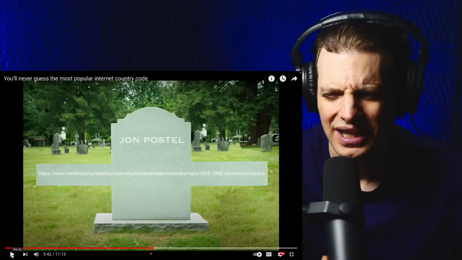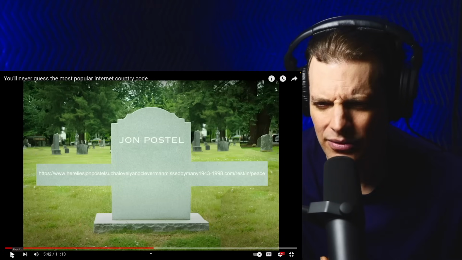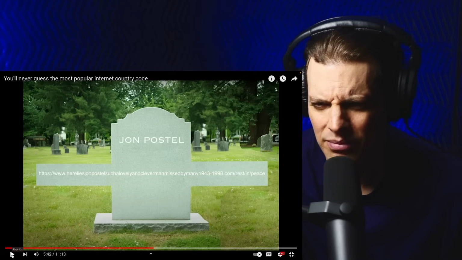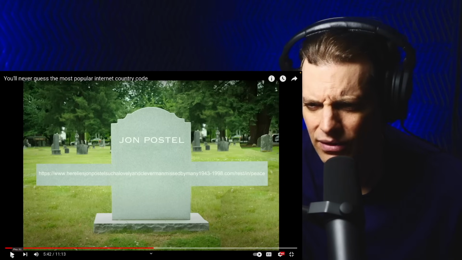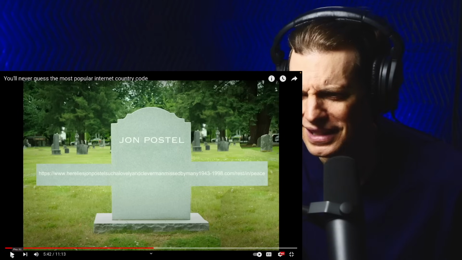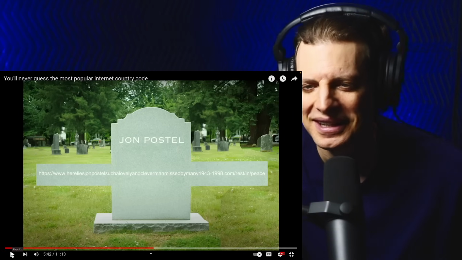What does his gravestone say? John Postel, here lies John Postel, such a lovely and clever man, missed by many. 1943-1998.com/rest/in/peace.